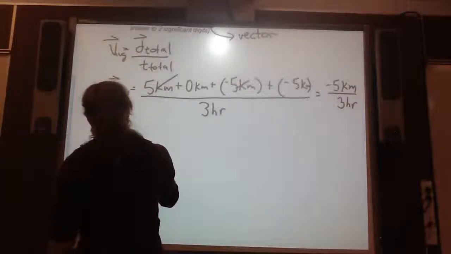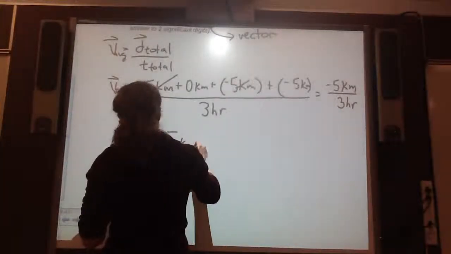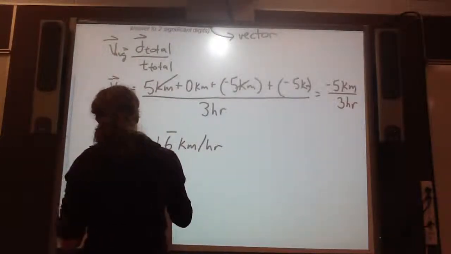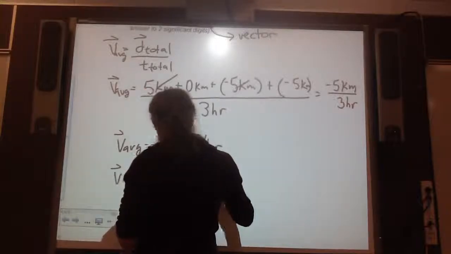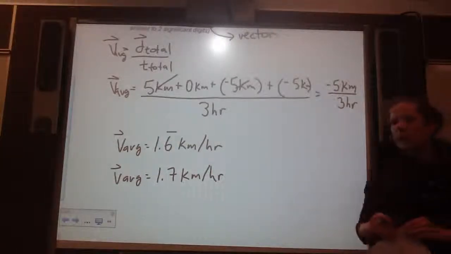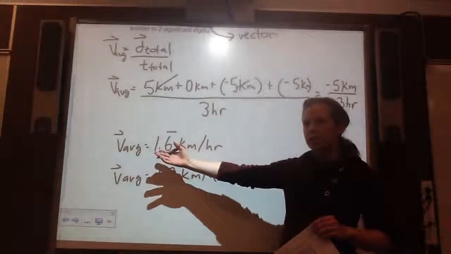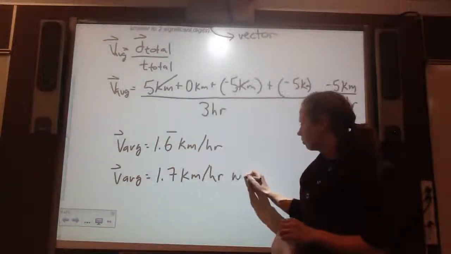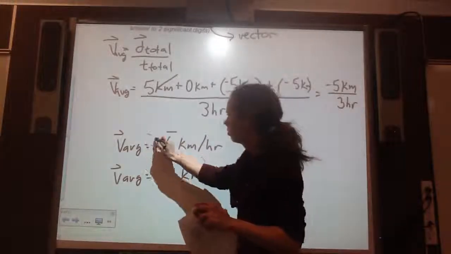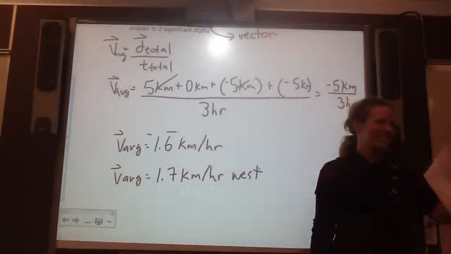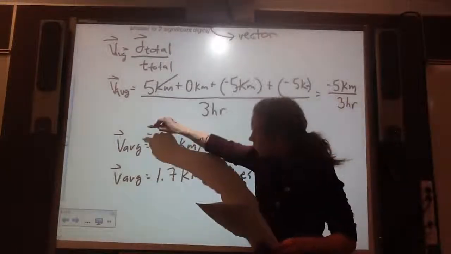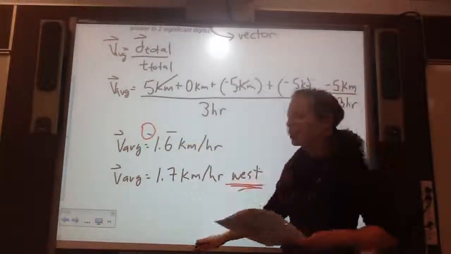So your V average is equal to 1.6 repeating kilometers per hour. To put it into sig digs, it's 1.7 kilometers per hour. Going which direction? West, because my value is positive, so this is a positive value. Wait, no, that should be a negative value. Thank you. You caught me. So negative meaning west.